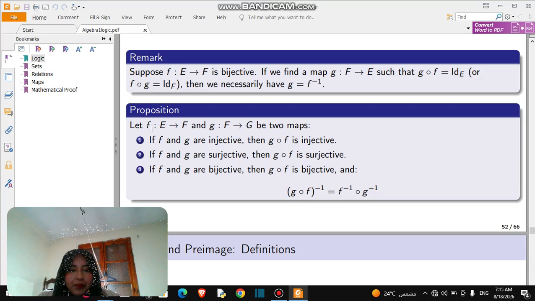Let f from E to F and g from F to G be two maps. If f and g are injective, then g rho f is injective. If f and g are surjective, then g rho f is surjective. If f and g are bijective, then g rho f is bijective. And the inverse map of the composition g rho f is f^-1 rho g^-1.